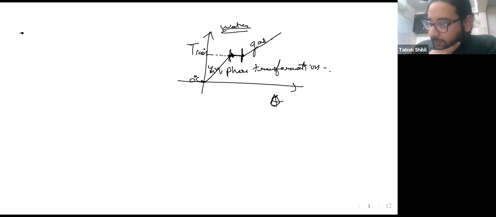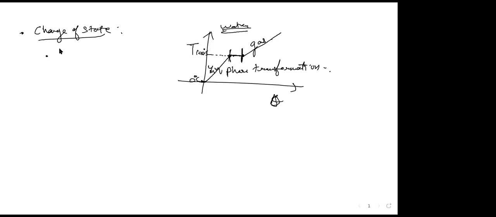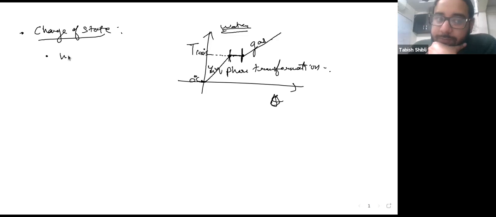So some examples of change of state. कोई examples बता सकते हो मेरे को? Water to water vapor. Water to water vapor.